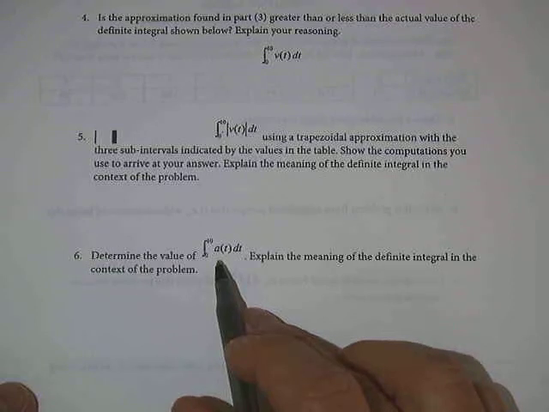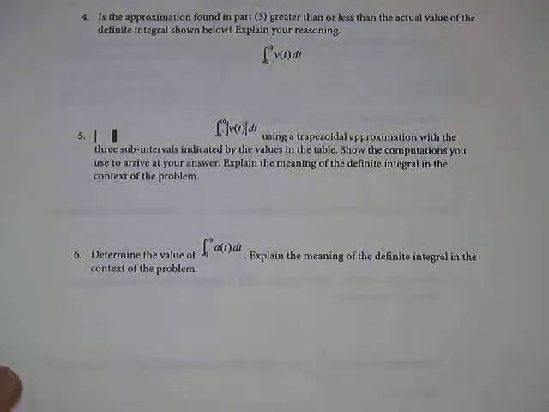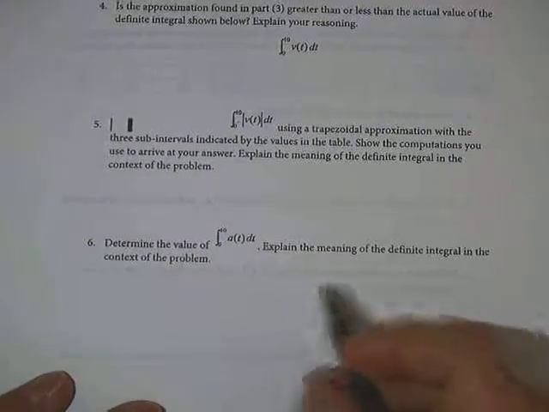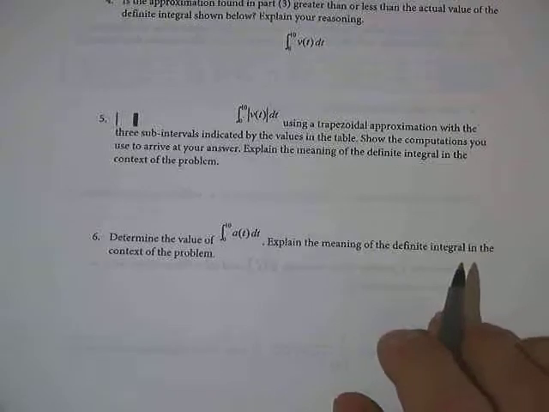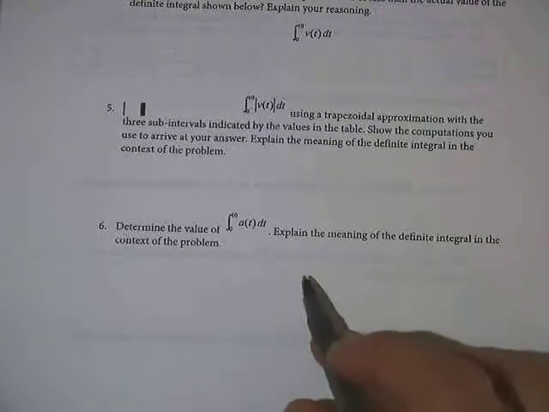Number 6, determine the value of the integral of a of t and explain that meaning. A of t, of course, if we want to find the value of that. And here's a good example. It doesn't say which method to use, right? So you can use basically whatever you want.